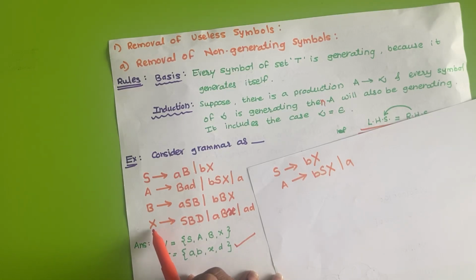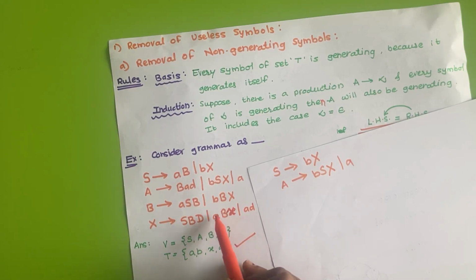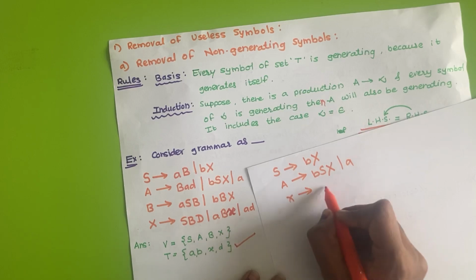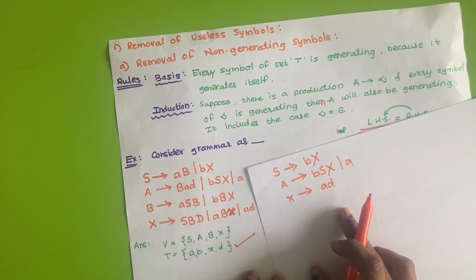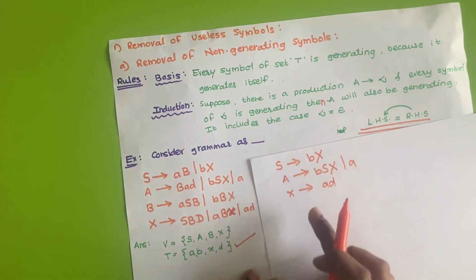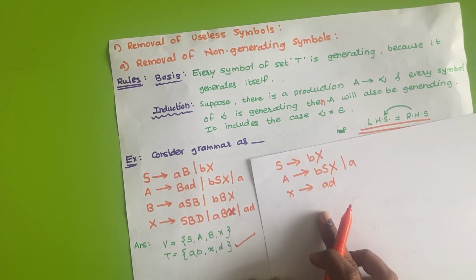Now next is X tends to SBD. We cannot include this because we have capital B over here. Again, we don't include this production. Now we can write X tends to AD. This will be our resultant grammar, which contains only generating symbols. So that was related to removal of non-generating symbols.